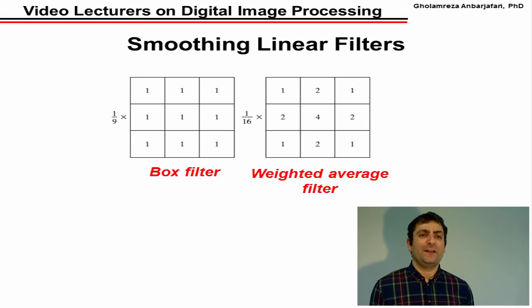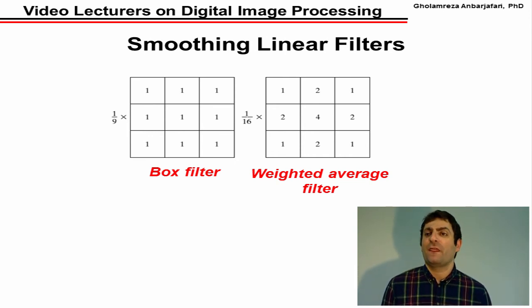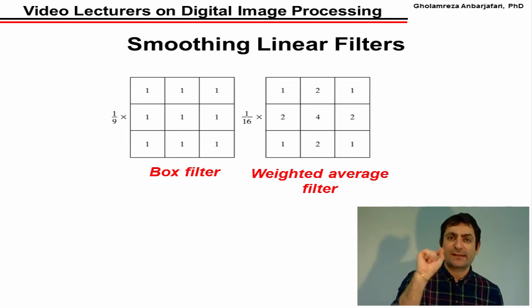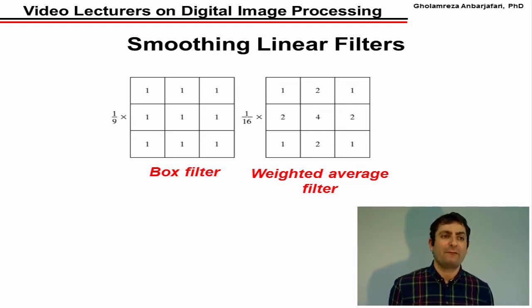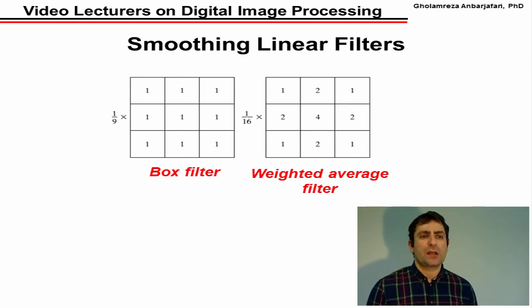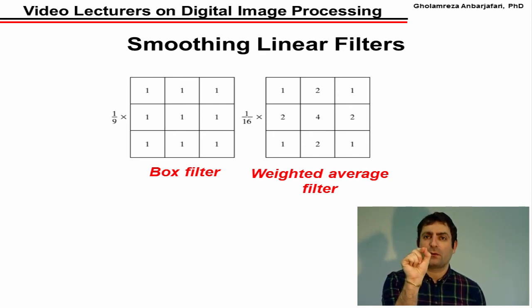Now, a smoothing linear filter or averaging filter. Note, this is not averaging several images. We have one image and we are using these sub-images, masks, in order to do the averaging. So the response of a smoothing linear spatial filter is simply the average of pixels contained in the neighborhood of the filter mask. These kinds of filters are called averaging filters or low pass filters. So we are taking a neighborhood, and we find the average of this neighborhood.